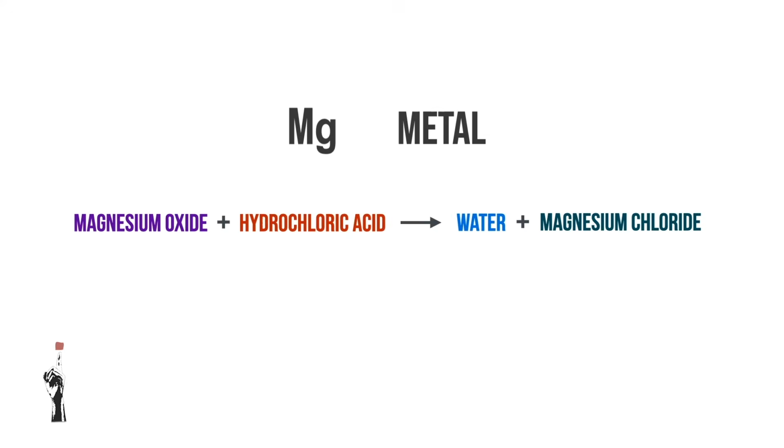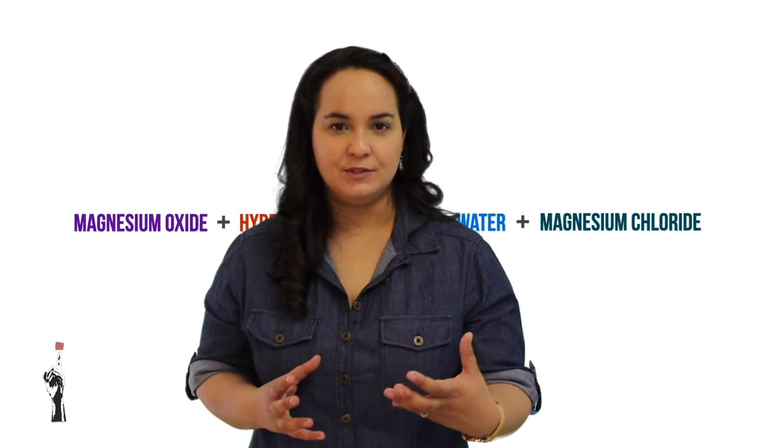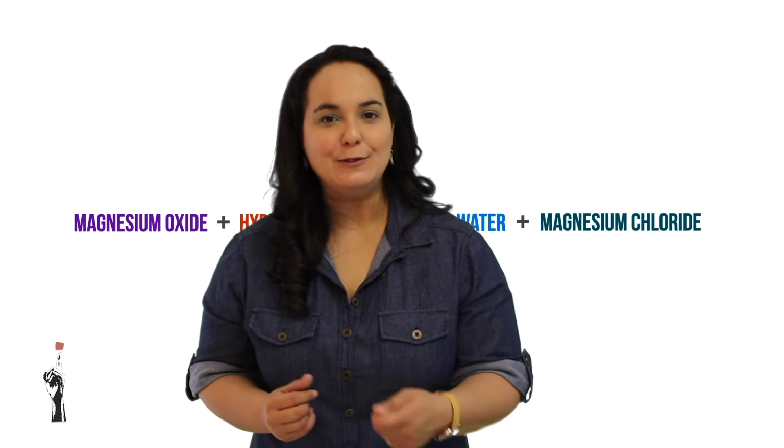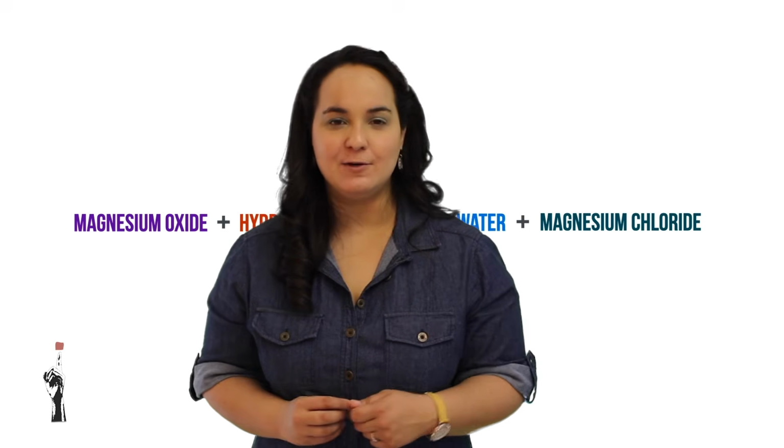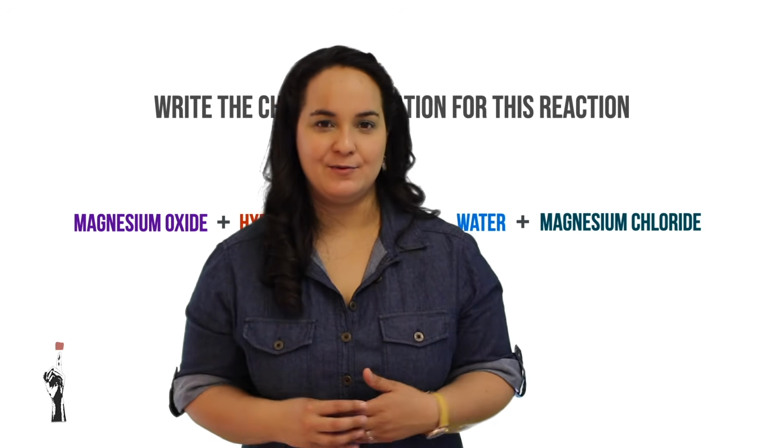The hydrogen atom that formed part of the hydrochloric acid was displaced by the magnesium atom, which is a metal atom. Now that you've seen the word equation for this reaction, use your previous knowledge and attempt to write the chemical equation for this reaction.